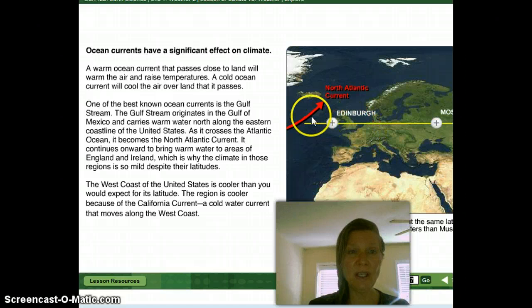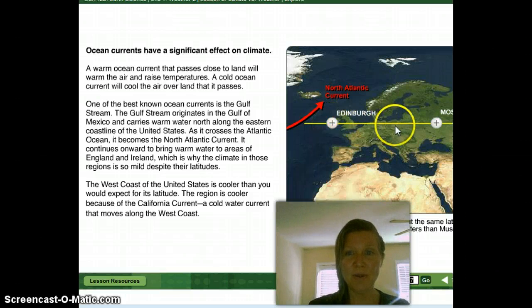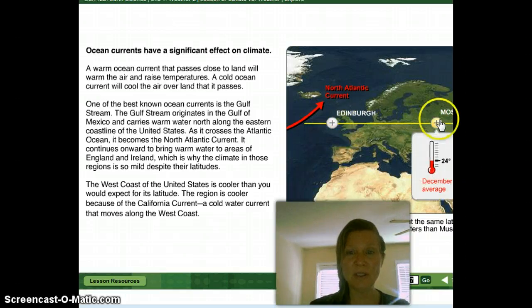Again, ocean currents have a significant effect on climate here in Edinburgh, Scotland. Look at their December average as opposed to Moscow, which is not near the coast, negative 24 degrees.